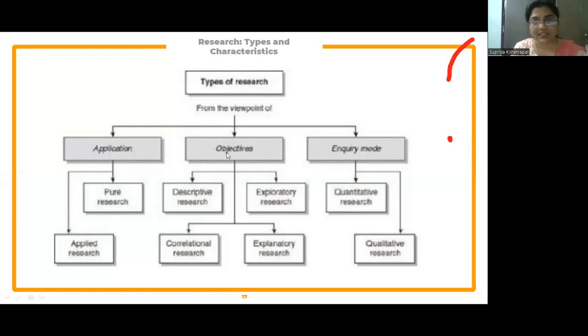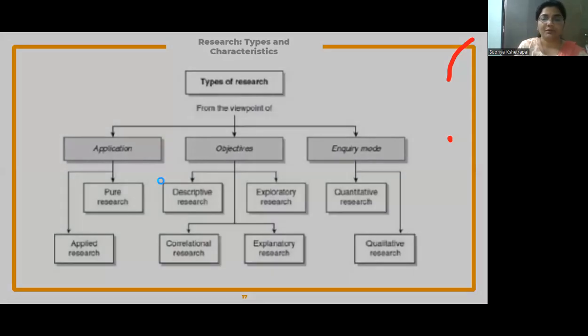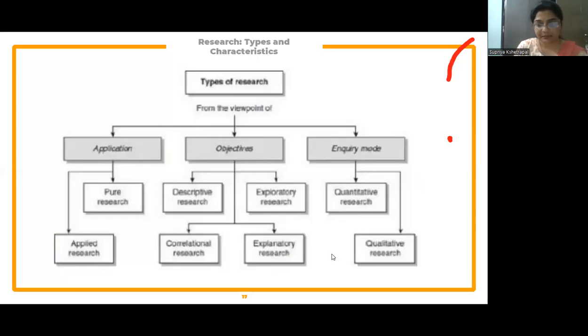Then the next one is the objective. Here in objective, you can see the descriptive, then exploratory, then correlational and explanatory. So these are the four types of research from the objective point of view. And inquiry mode, it is a quantitative and qualitative type of research. So you can see these are the types of research from various points of view.